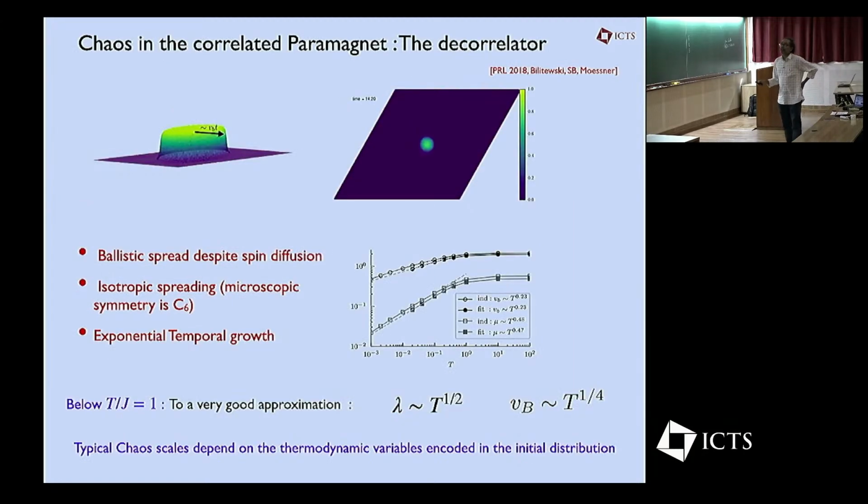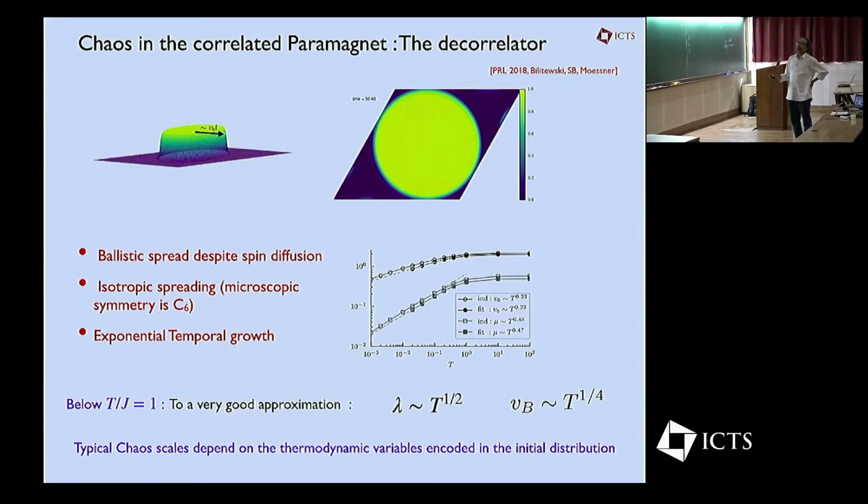Okay, so on the other hand, if you actually calculate the decorrelator, what you find to a very good approximation is that the Lyapunov exponent goes as the square root of temperature, and the butterfly speed goes as 1/4 of temperature, and this is the spread of the decorrelator front averaged over various configurations. Note that the underlying Hamiltonian has only C6 rotation symmetry, whereas even if you look at a single configuration, it's quite symmetric, particularly at long times.